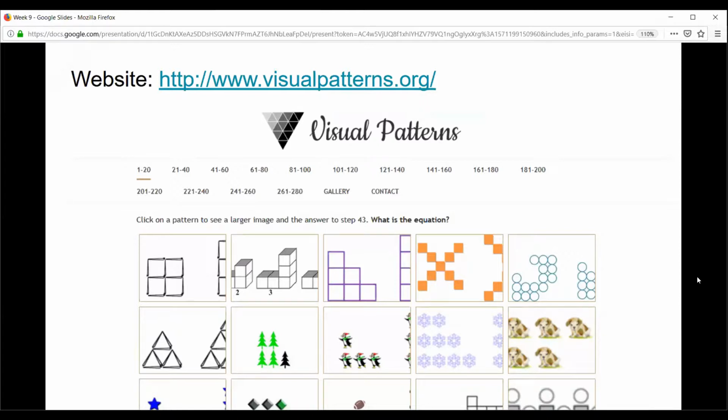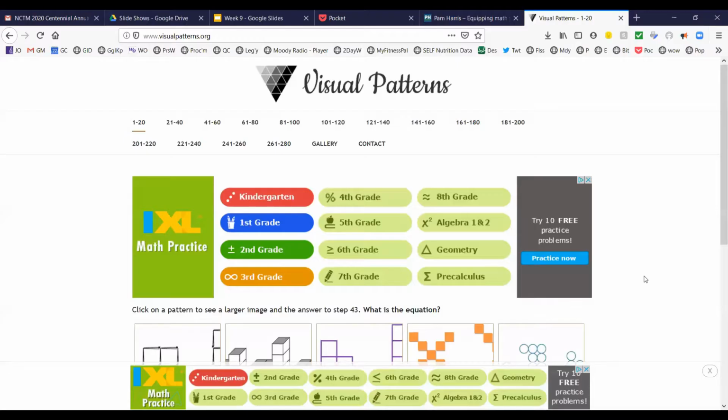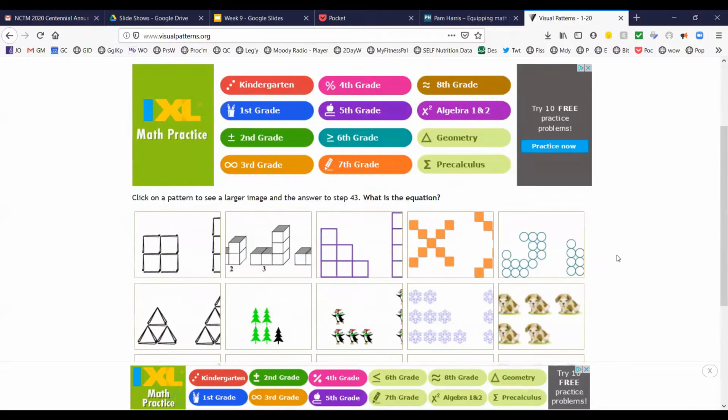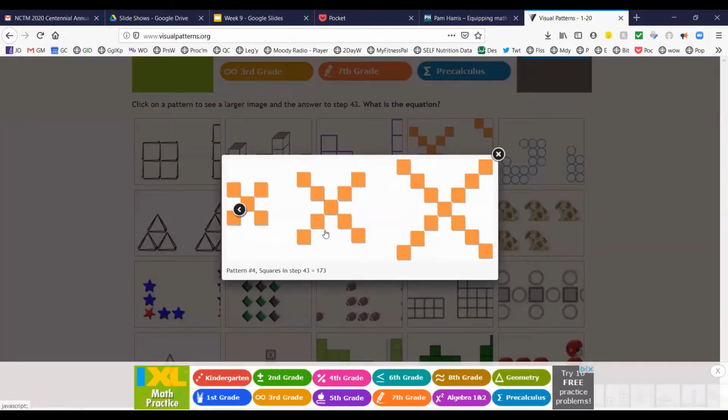Many of the patterns I'm going to be using are from a wonderful website called visualpatterns.org, where there are hundreds of patterns to investigate. Let's take a quick peek at the website. This is the Visual Patterns website. And what you do is you click on one of the patterns, it shows you the first few, and then it says that step 43 is going to have 173 in it. And this is a challenge for you to figure out how they got the number of squares in the 43rd step.